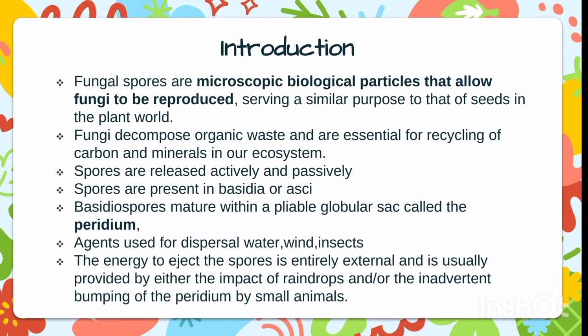Spores are present in basidia or asci. Basidiospores mature within a pliable globular sac called the peridium. Agents used for dispersal: water, wind, insects. The energy to eject the spore is external and is usually provided by either the impact of raindrops or the bumping of the peridium by small animals.